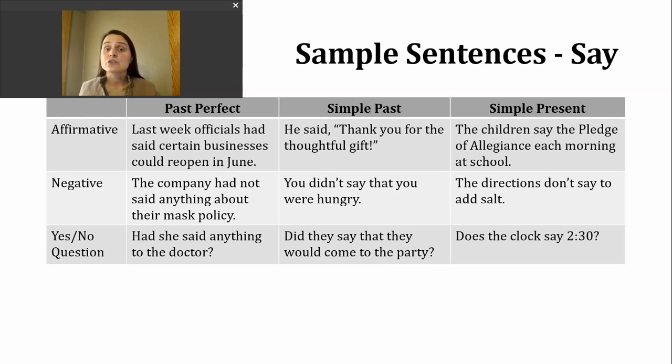If we want to make a yes or no question in the simple past tense, we're going to start with did, then our subject, and then the base verb. Here's an example. Did they say that they would come to the party?